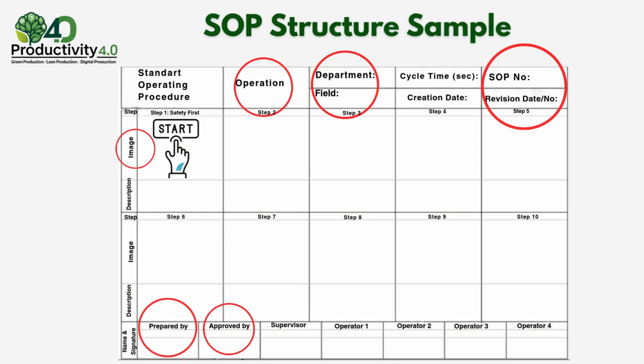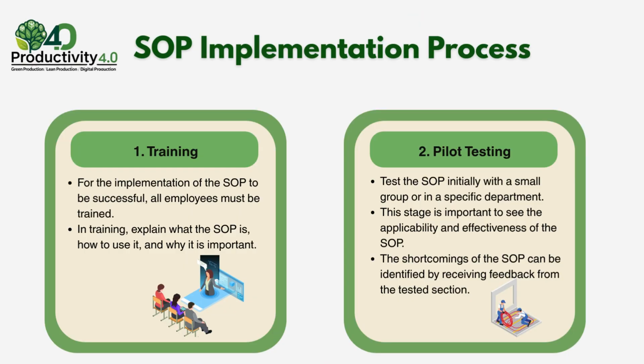Remember, ensuring everyone performs a task the same way is not only about setting rules, but also about making those rules understandable and accessible. Training is crucial for the successful implementation of standard operating procedures. Trainings offer an opportunity to explain what standard operating procedures are, how they are used, and why they are critical. Providing accurate and comprehensive training from the start is essential for the effective application of standard operating procedures.